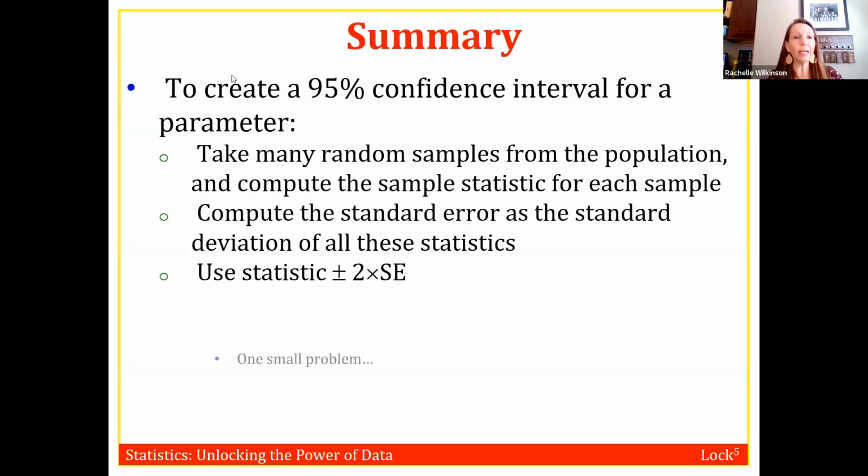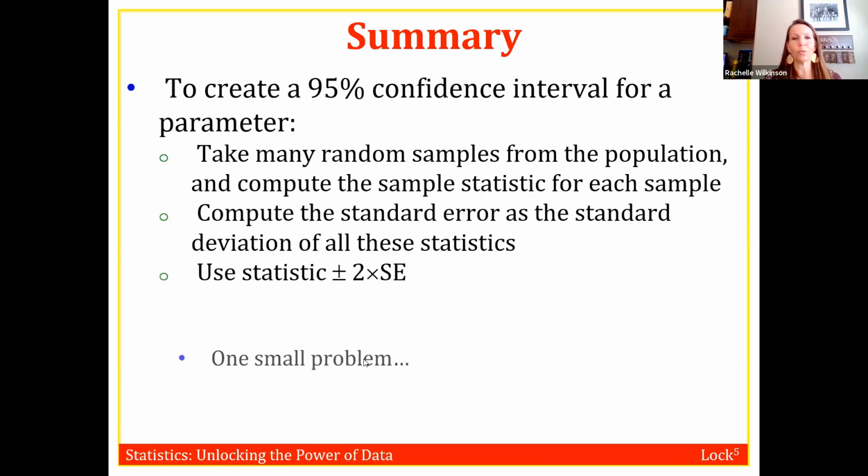Okay, so if I want to create a 95% confidence interval, then I can take lots and lots of samples from the population, compute the sample statistic for each of those samples, and use that to create my sampling distribution. I could take the standard error, which is the standard deviation of that sampling distribution, and then all I have to do is take the statistic plus or minus 2 times the standard error to get my confidence interval, which sounds so easy, except one small problem.